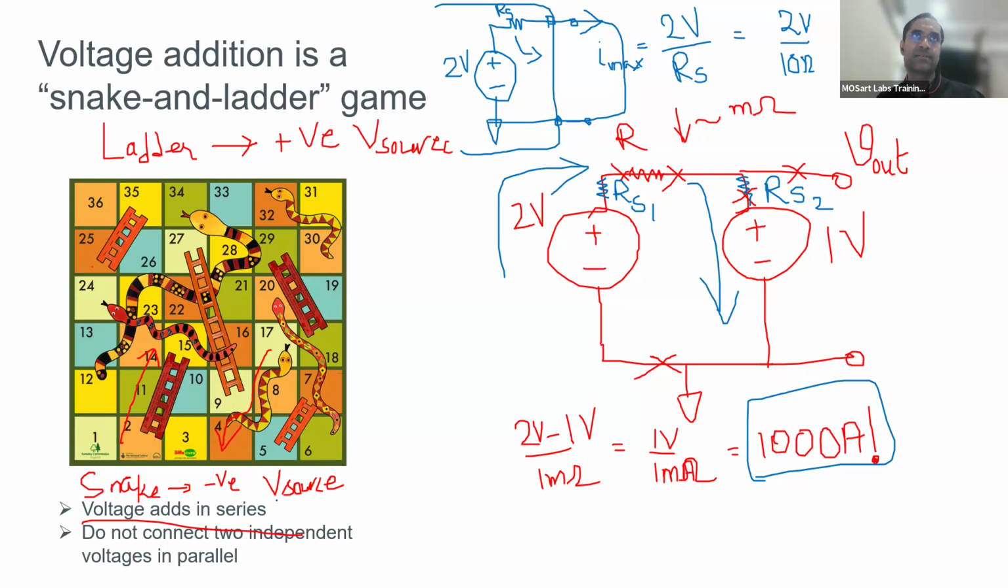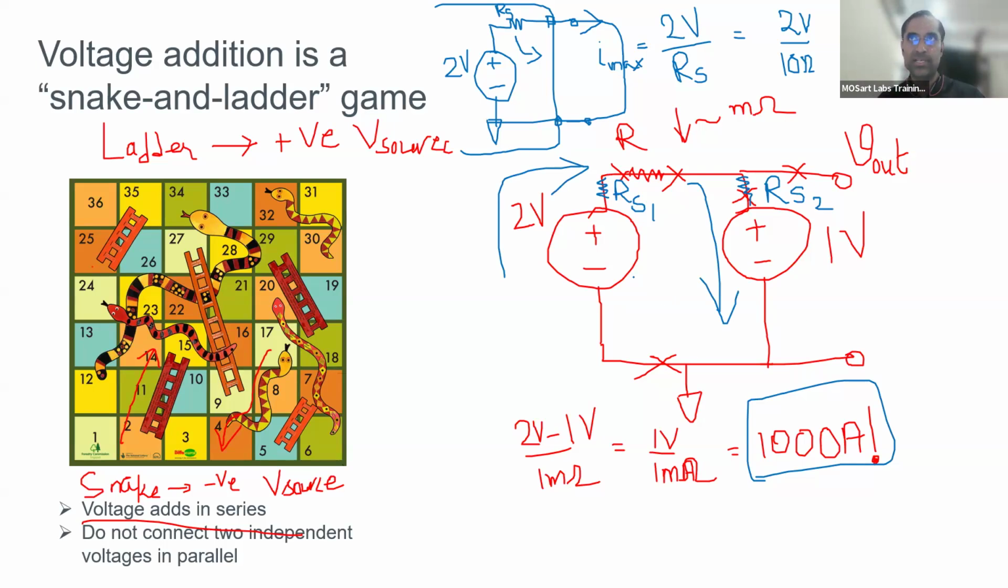Clear? In this case, when you connect voltage sources in series, even though it's a voltage source, it is not sourcing current, it is actually sinking current. This means it's absorbing energy. And where does the energy come from? It comes from the 2 volts.